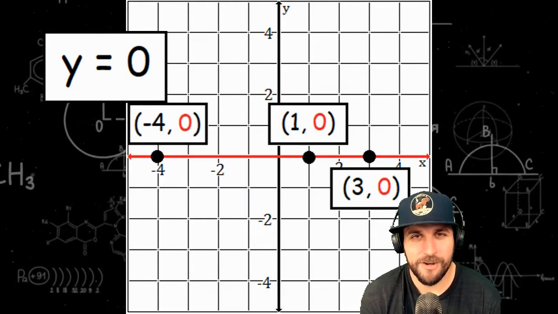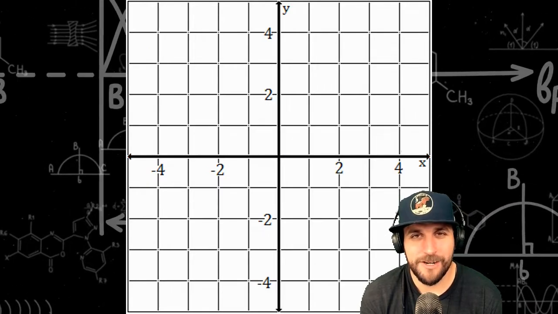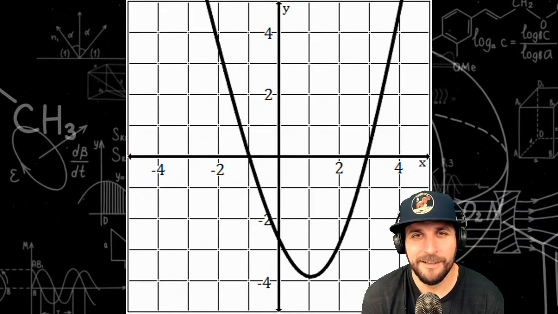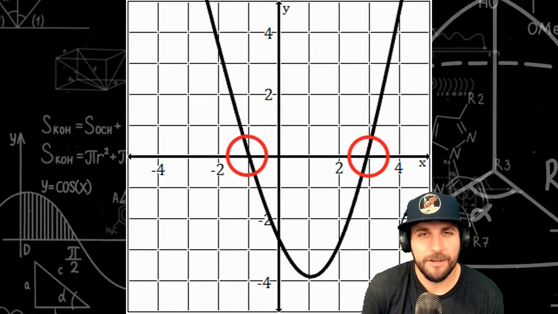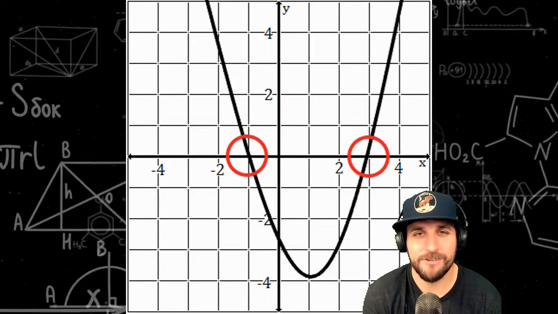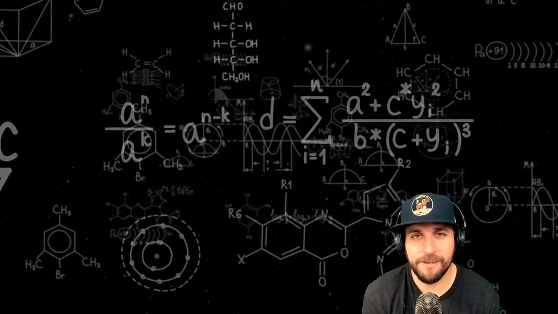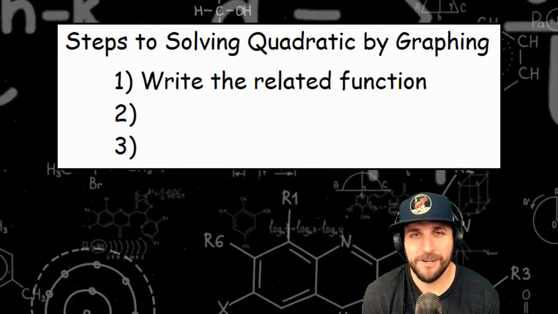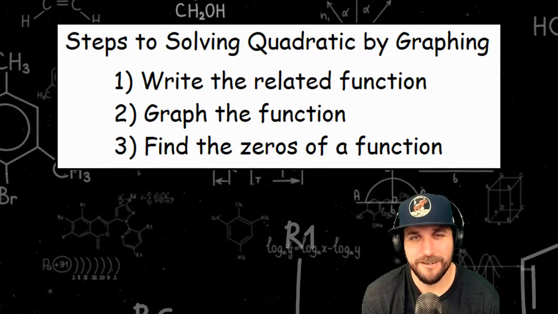To solve quadratic equations by graphing, I'll graph the related function and then find out where my graph crosses the x-axis. So I'll be finding the zeros of a function. Check the card in the top right-hand corner for a refresher on how to find zeros of a quadratic function. To solve a quadratic equation by graphing, we have 3 steps. We write our equation as a related function, graph the function, and then find the zeros of the function.